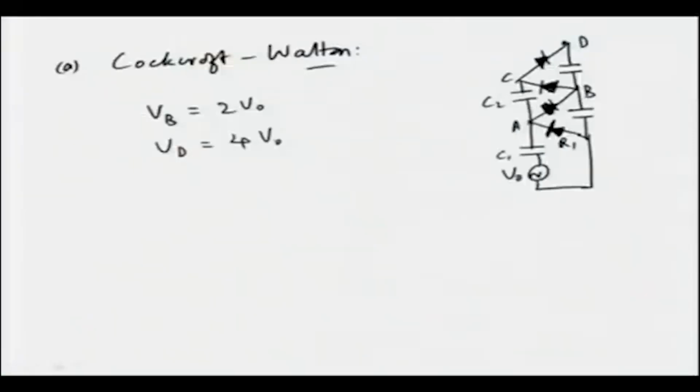arrangement you can get higher multiples of this V 0 at other points. So, this way one can think about getting a large voltage from a small voltage. Okay. So, this is the arrangement that was used by Cockcroft and Walton in their experiments, and then there are a lot of modifications to this. This is one such arrangement.